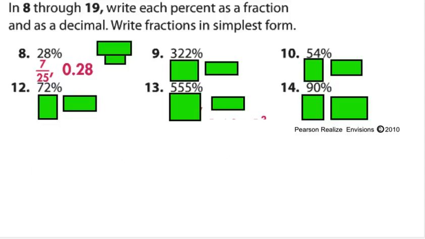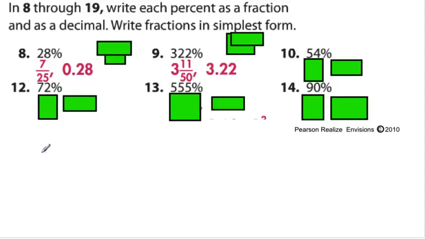Okay, number 9, they have 322% written as a fraction is a mixed number of 3 and 11/50. Written as a decimal, it is 3 and 22/100. This is how they came up with the answer for number 9.